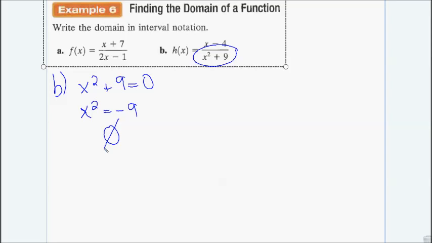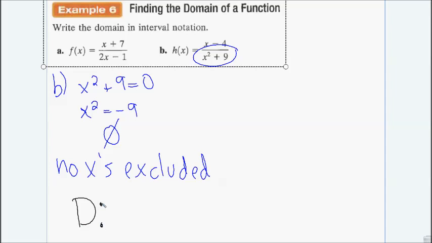Since there's no solution to this, that means that there are no x's excluded. Because we're not having to exclude any x's, because there's no way to get a 0 in the denominator, my domain is going to go from -infinity to infinity. There's no way to make this equal 0 because there's no way that x squared can equal -9. Okay. And since there's nothing excluded, the domain can be every number. So it goes from -infinity to infinity. We don't have any limitations.